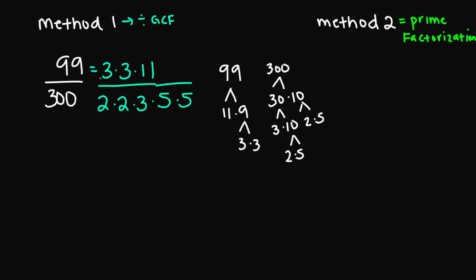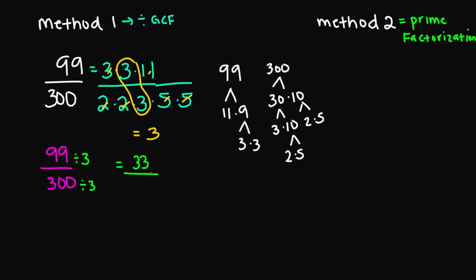So our GCF, the common shared factor, we only have 1 3 that we can match up. All the other numbers do not have any common shared factors. So your GCF is going to be 3. So I am going to divide my 99 over 300 by my GCF. Divided by 3. And then we have 300 divided by 3. 99 divided by 3 is going to be 33. And then 300 divided by 3, that's going to be 100. So your simplest form is going to be 33 over 100.